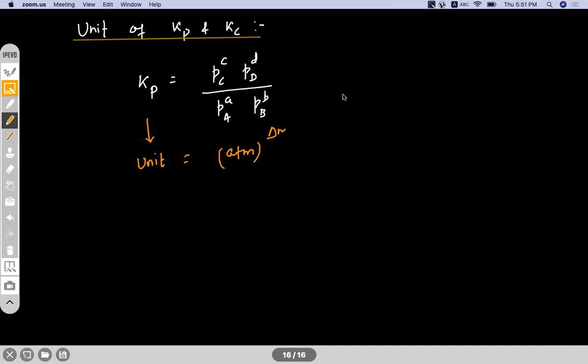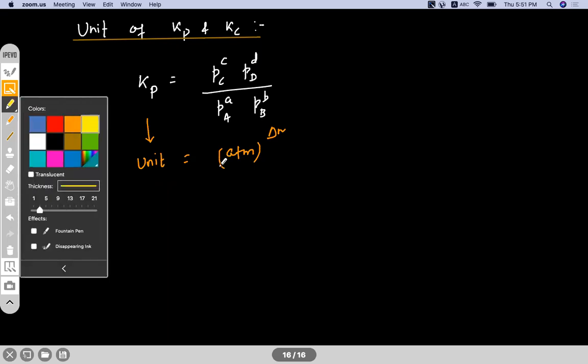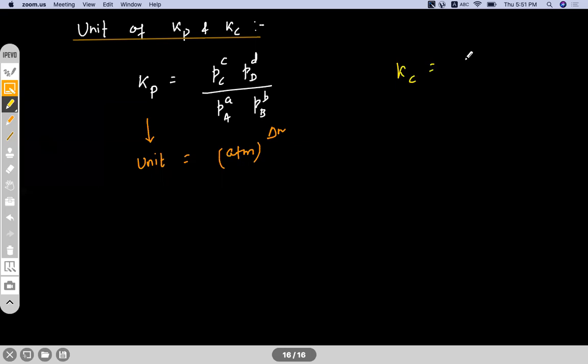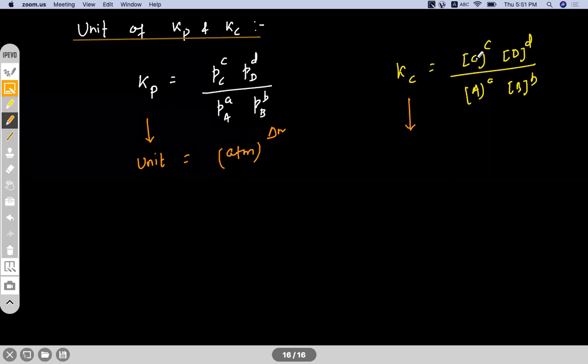If you write down the expression of Kc, it is concentration of C to the power c, concentration of D to the power d, concentration of A to the power a, concentration of B to the power b. The unit of Kc will be mole per liter, if it is concentration. So the unit is molar or mole to the power delta n. Or you can also write mole per liter to the power delta n.